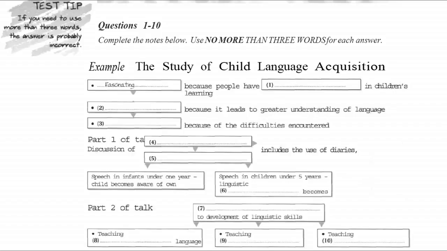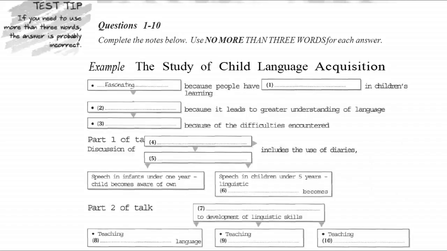Firstly, why is it fascinating? This stems from the natural interest people take in the developing abilities of young children. People are fascinated by the way in which children learn, particularly their own children. Secondly, it is important to study how we acquire our first language, because the study of child language can lead us to a greater understanding of language as a whole.